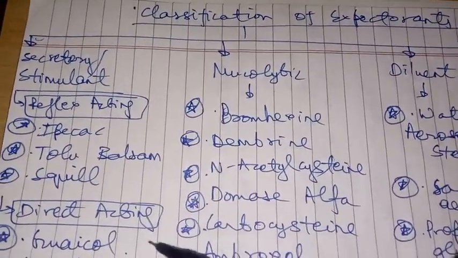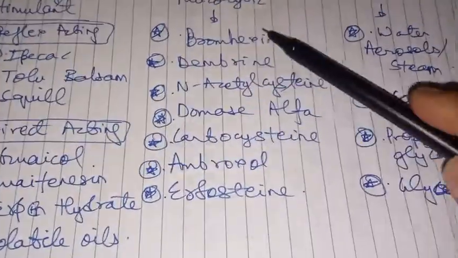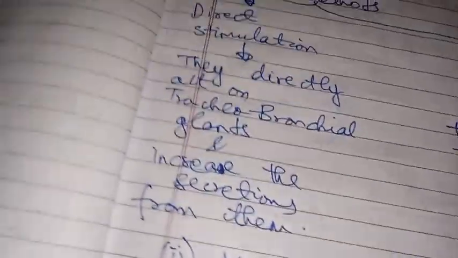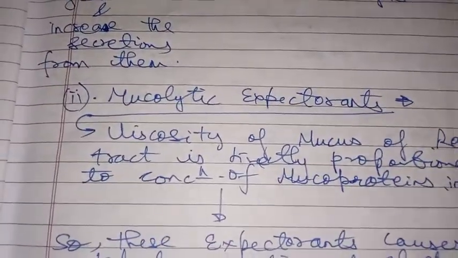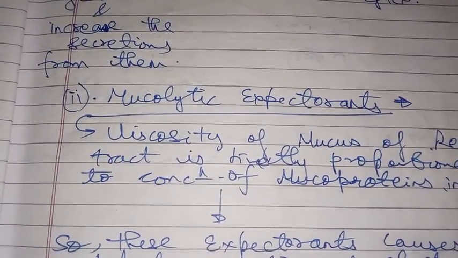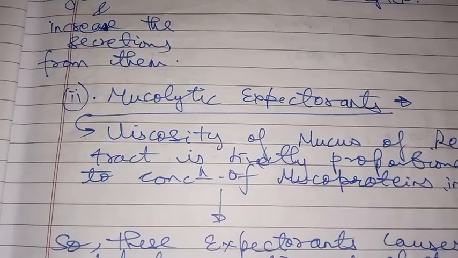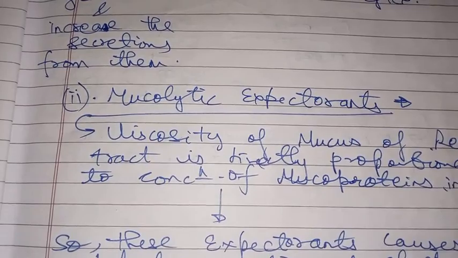As we can see here: secretory, stimulant, mucolytic. We have completed the secretory stimulant expectorant. We are now on mucolytic expectorant. So what is the general meaning of expectorant? Expectorant means to expel out. Any drug which is used to expel out the mucus, which increases the volume and fluidity of the secretions of the respiratory tract and helps in their easy removal through coughing or ciliary action, is called an expectorant.